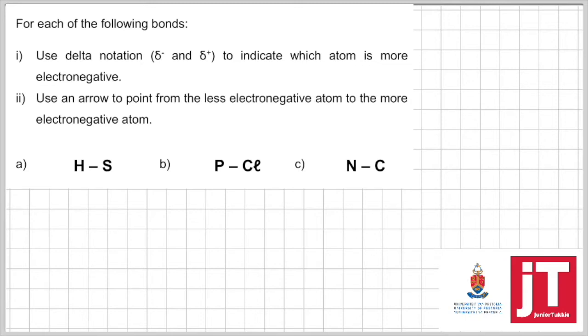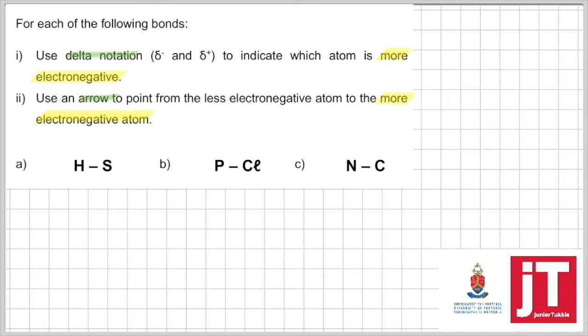The first problem says, for each of the following bonds, use delta notation to indicate which atom is more electronegative. Then use an arrow to point from the less electronegative atom to the more electronegative atom.